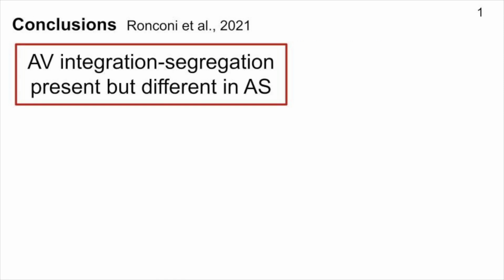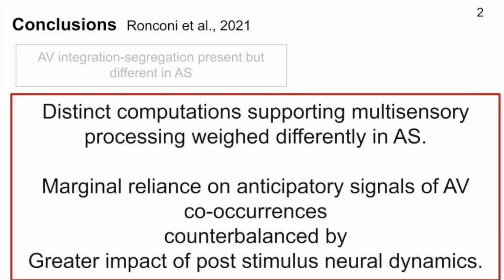Summing it all up, audio-visual integration-segregation is present but different in autism. Distinct computations supporting multisensory processing are weighed differently. Marginal reliance on anticipatory signals of audio-visual co-occurrences is counterbalanced by greater impact of post-stimulus neural dynamics.